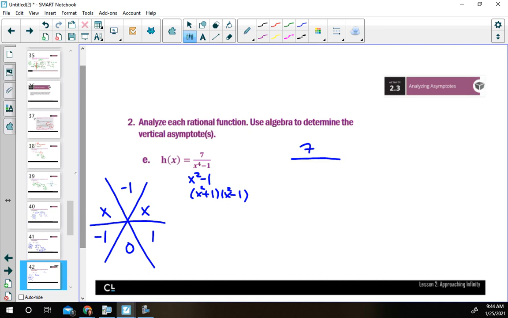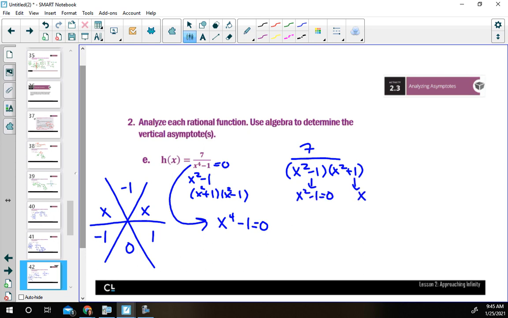So I'm going to have 7 over x squared minus 1, x squared plus 1, or what we could do is just set it equal to 0 and solve it. So x to the 4th, I'm going to show you both ways to solve. So I could set the whole bottom equal to 0 and now factor it, or I can do this. x squared minus 1 equals 0, x squared plus 1 equals 0, and solve that.